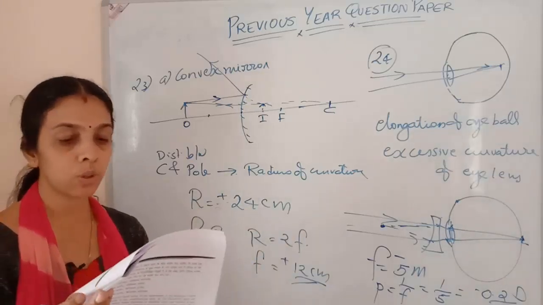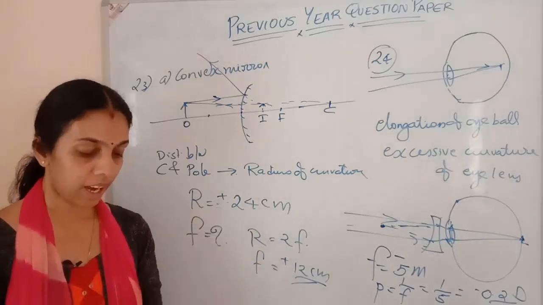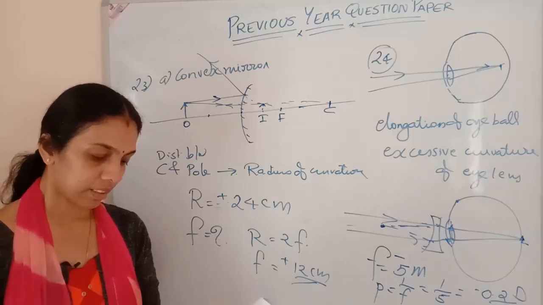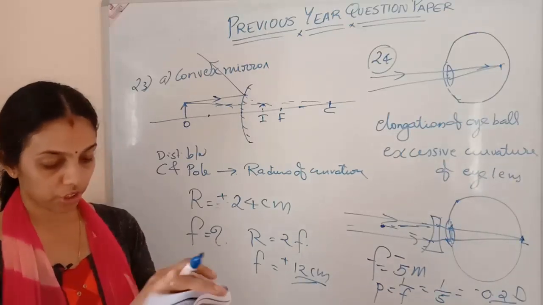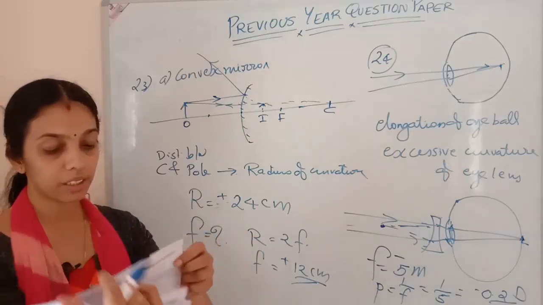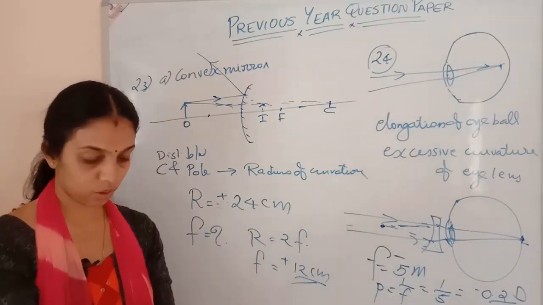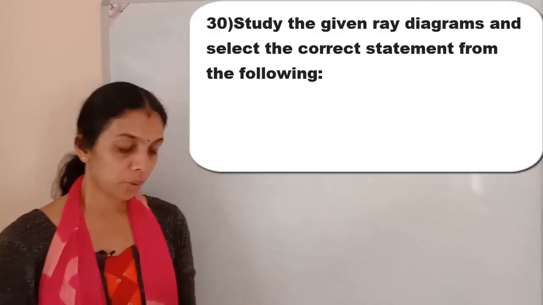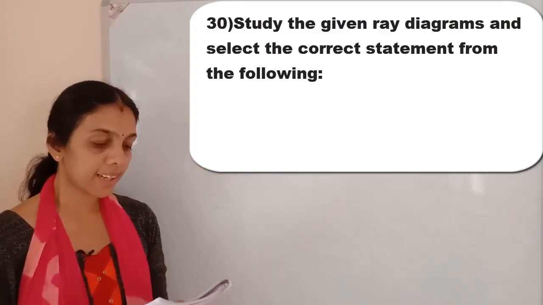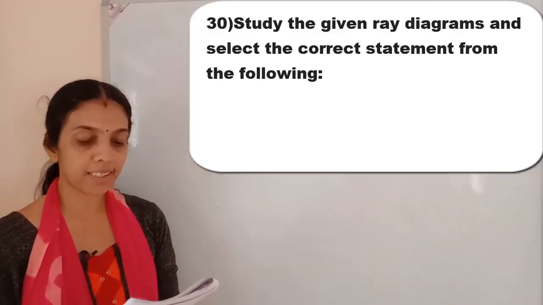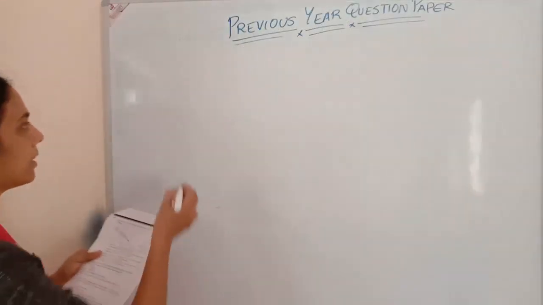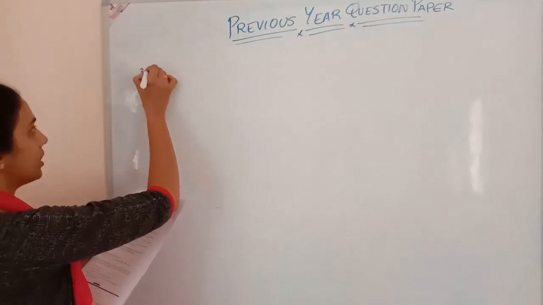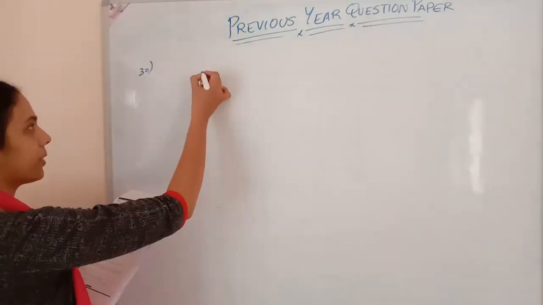Now we are moving to section B, and in that the physics questions start from question number 30. From the 30th question onwards, physics questions are coming. So the 30th question: study the given ray diagrams and select the correct statement from the following. Here ray diagrams are given.